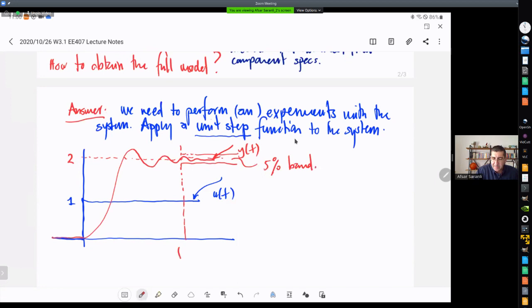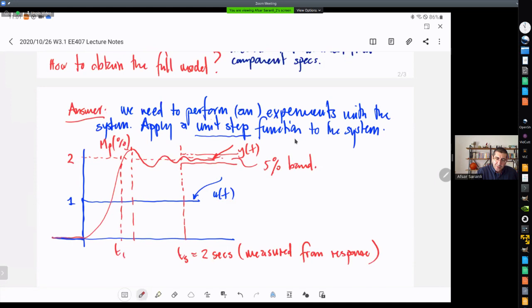Okay, so I can measure this, and let's say it turns out to be 2 seconds. This is measured from the response. I can make other measurements. For example, I can measure the MP% here, and the rise time over here. But for the time being, I'm saying that I have made just one measurement, which is the settling time, which is equal to 2 seconds.